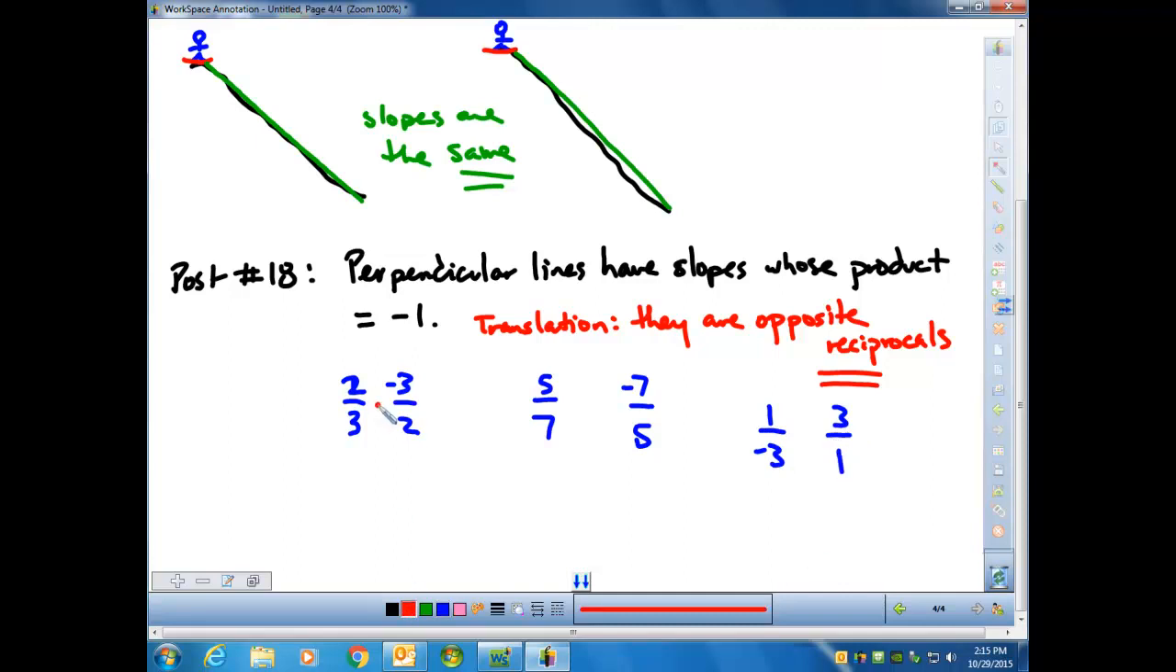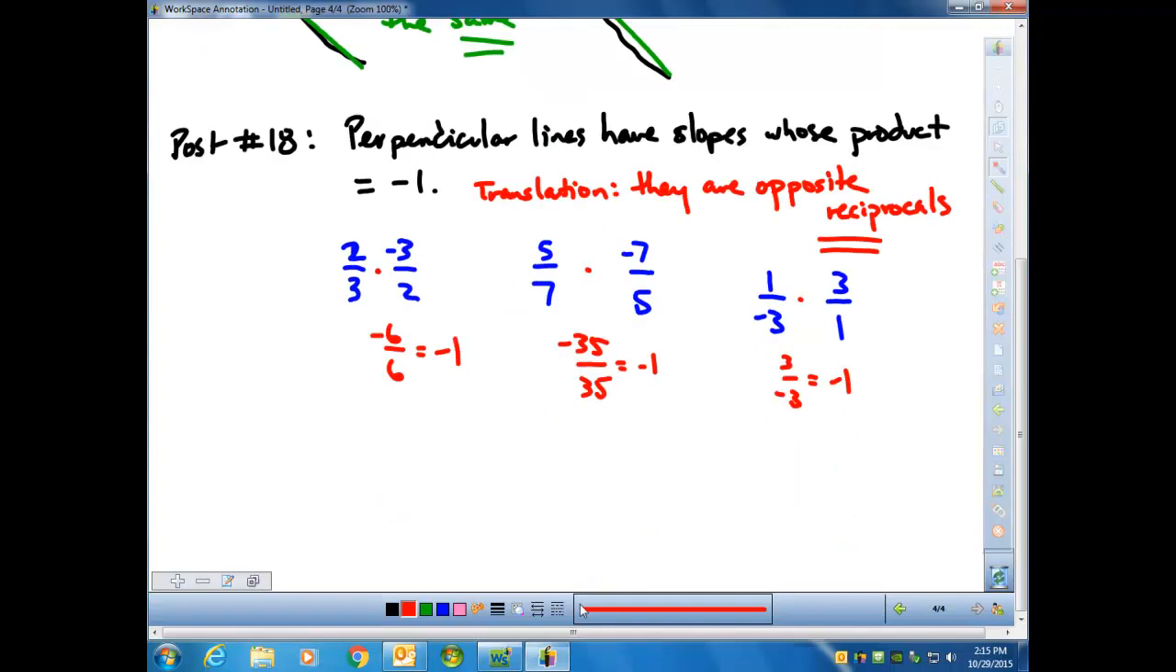Now, you can think of it like that, or you can multiply these out. That's -6/6, which is -1. This is -35/35, which is -1. And then this is -3/3, which is -1. And so the product is always the same, but I just like to think of them as opposite reciprocals. Alright? So let's just practice this for one time and see if you understand what I'm talking about.